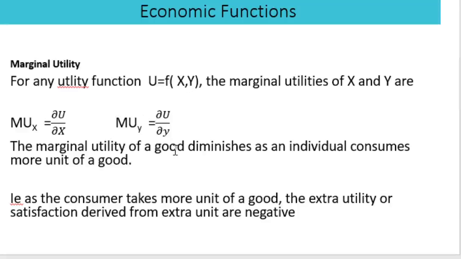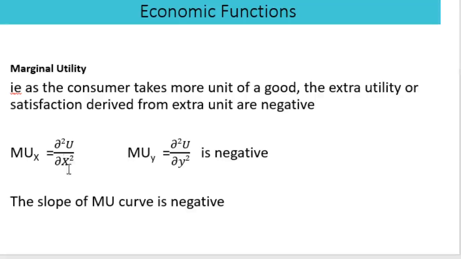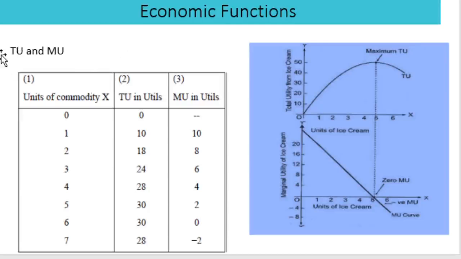Marginal utility of a good diminishes as an individual consumes more and more units of the good. That is, as the consumer takes more units of a good, the extra utility or satisfaction derived from extra units diminishes and eventually becomes negative. That is, the second derivative will be negative, or the slope of the marginal utility curve is negative. The relationship between total utility and marginal utility is given here. When total utility increases from 10 to 18, marginal utility is 8. That is, the incremental change is the marginal utility.